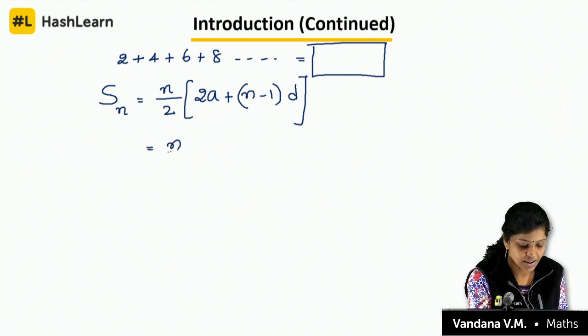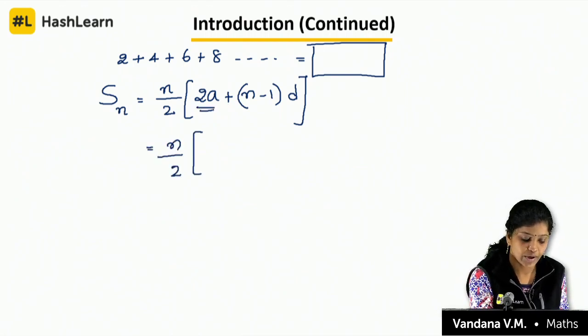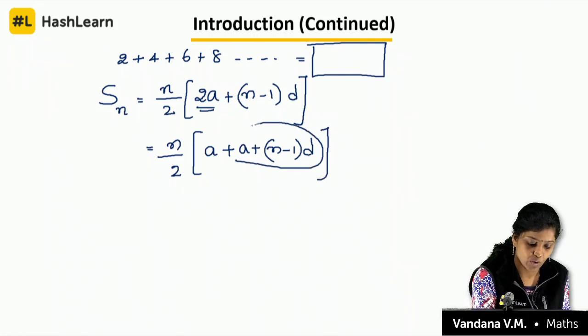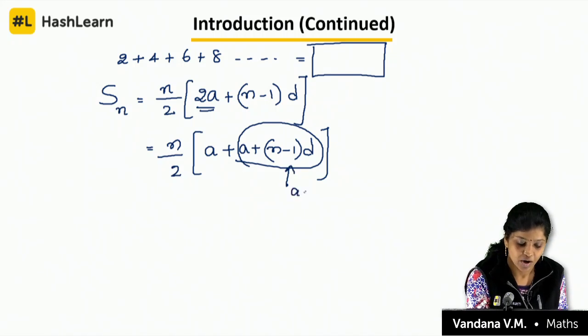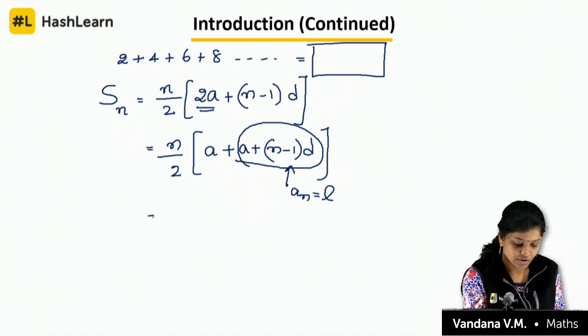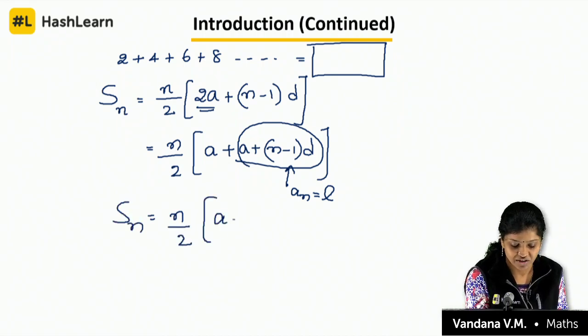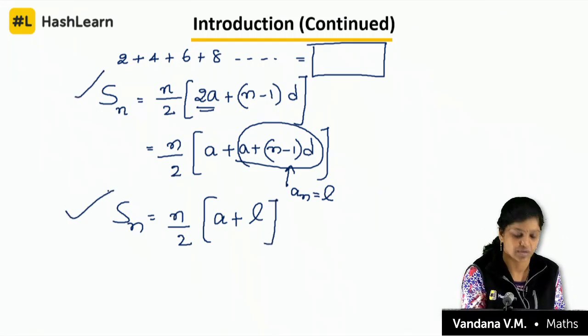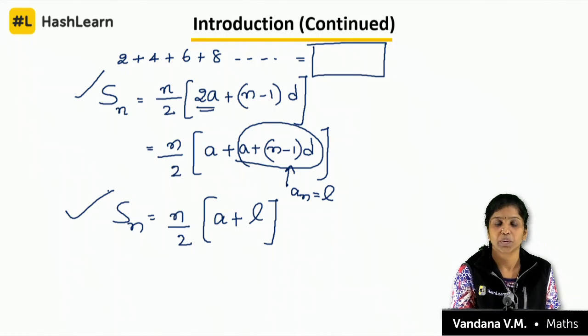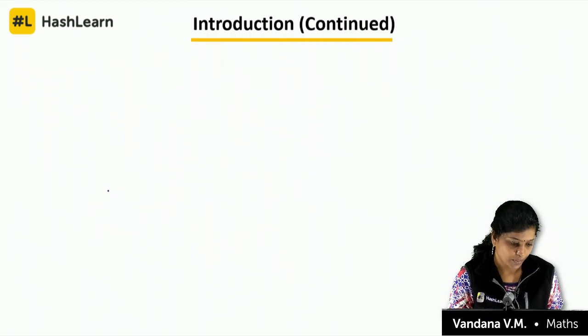This can be written as n by 2 into a plus (a plus (n minus 1) into d). What I told, a plus (n minus 1) into d can be written as the nth term or the last term. So, Sn is n by 2 into (first term plus last term). This is also a formula. However you want, you can use the formula. Fine? Yes, children. Now, the properties.